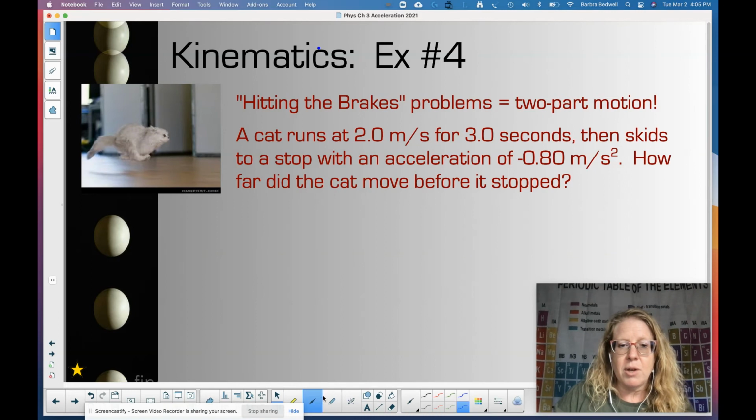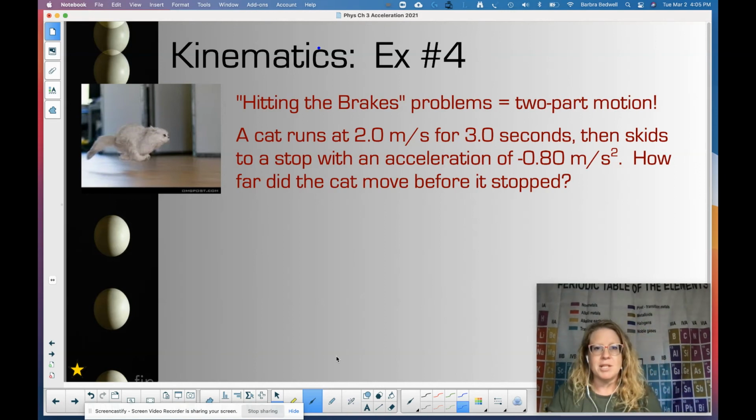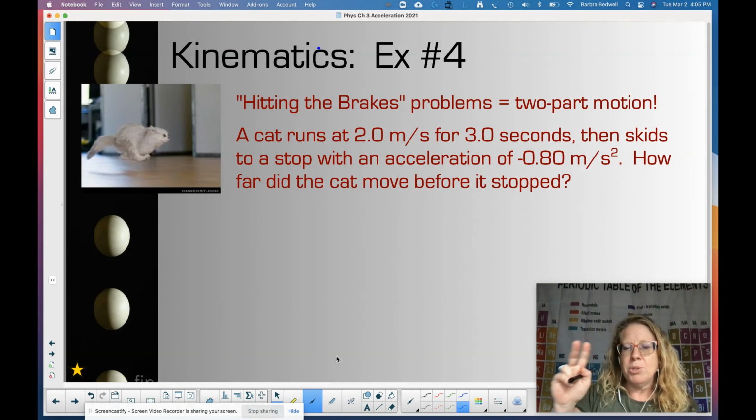So here we've got a question. Again, there's a variety of these. There's reaction time questions, like you're driving along, you see something pop out in front of your car, and it takes you a certain amount of time before you hit the brakes. And then after you hit the brakes, you slow down. Or, like in this particular case, our cat is running for a certain amount of time and then he's skidding to a stop. So we've got two-part motion on this. Our cat's actually doing two different things.